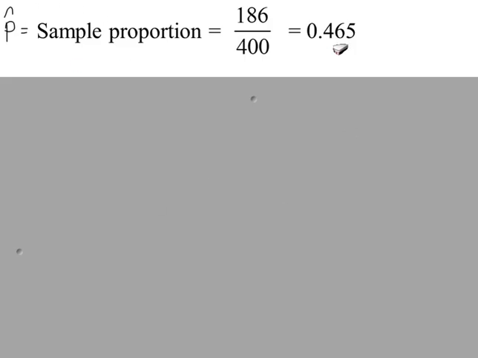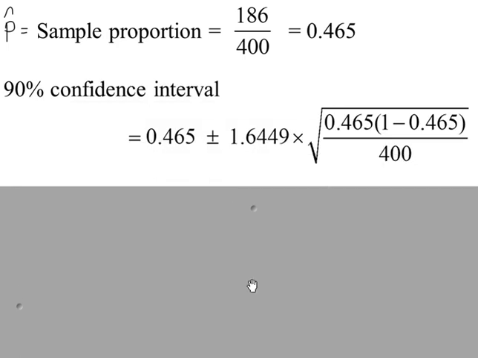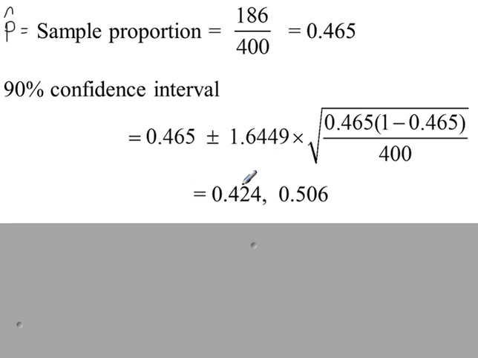So p hat is 0.465. Putting everything into the formula, calculating the minus value first, 0.424, and then calculating with the plus, 0.506. So there's a 90% chance the true population proportion lies in between these values. There's a 10% chance the proportion is outside these values.